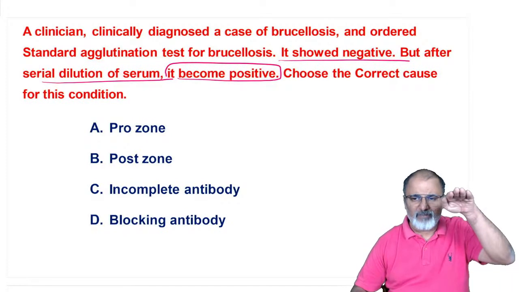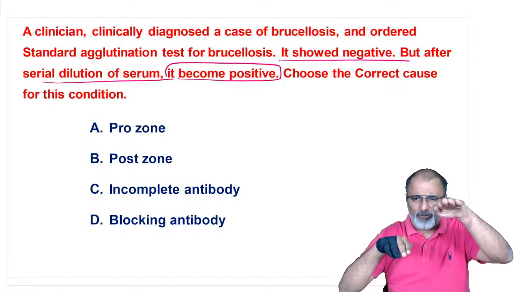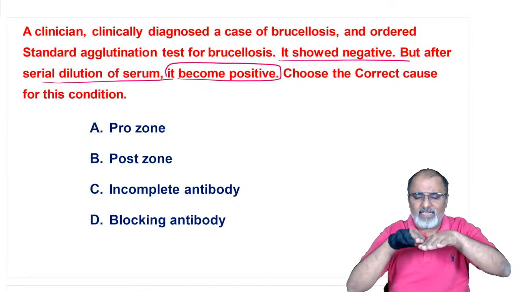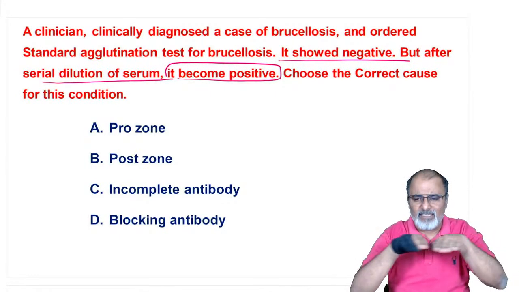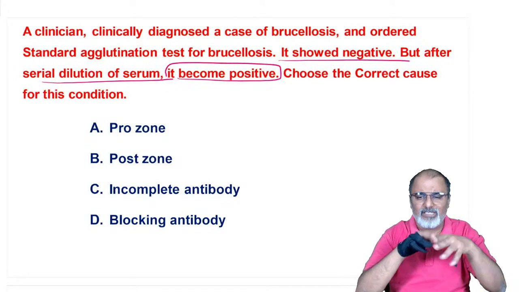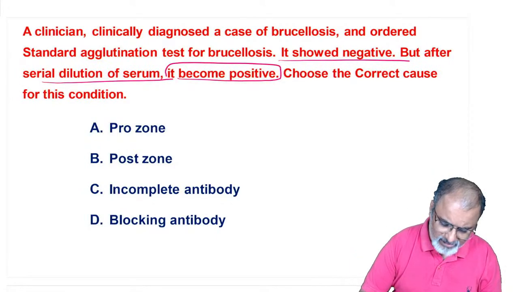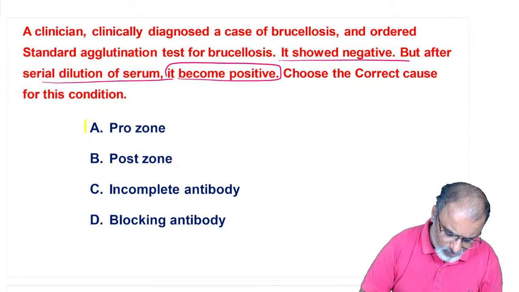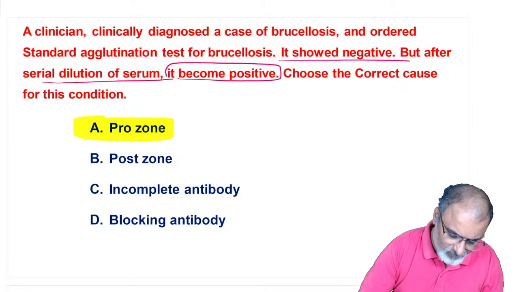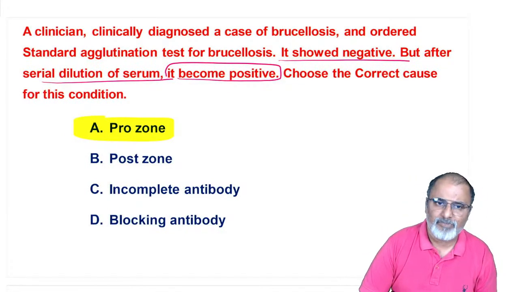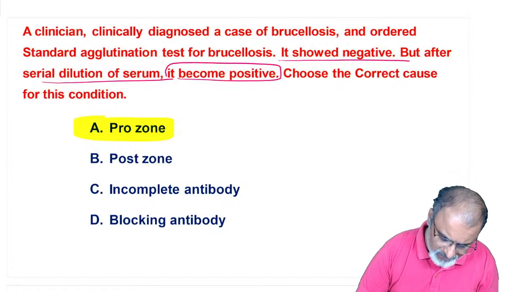Normally the antibody will be high, so the test will be negative. Dilution of serum. When the antigen and antibodies are in optimum concentration, they form a lattice and the test becomes positive. So the first test is negative due to the prozone phenomenon. How to overcome the prozone phenomenon? Serial dilution.